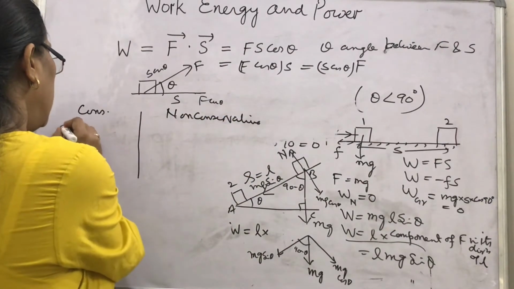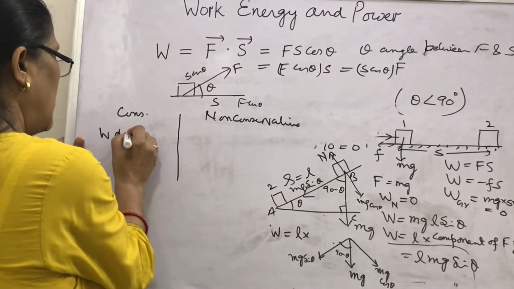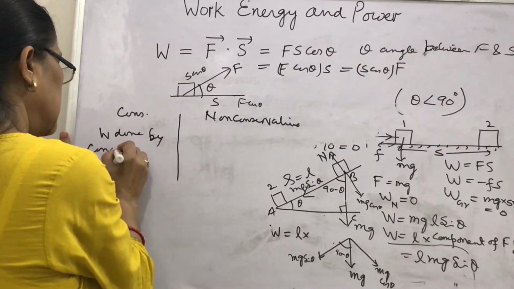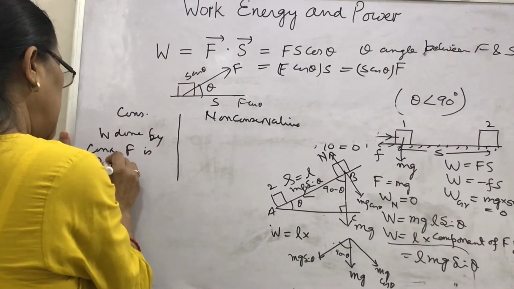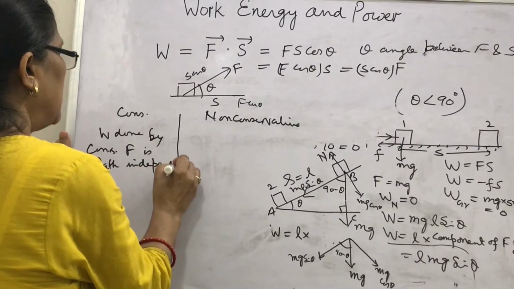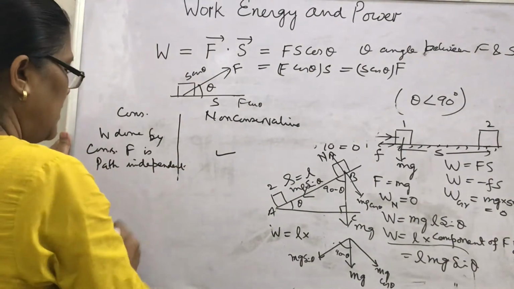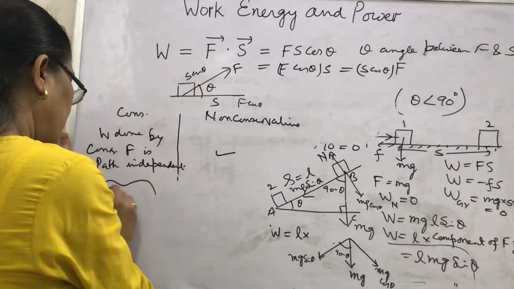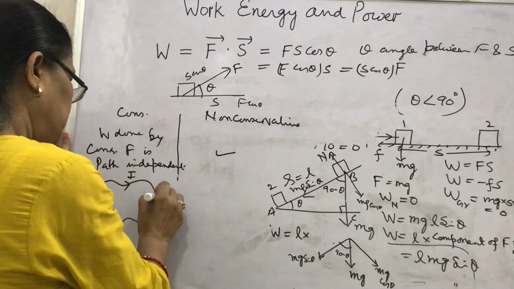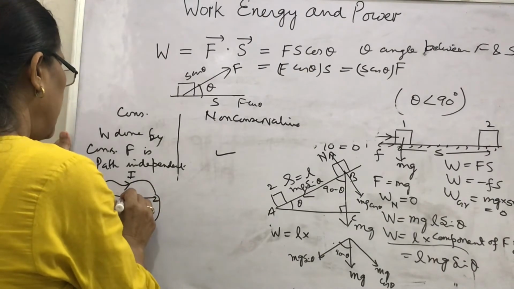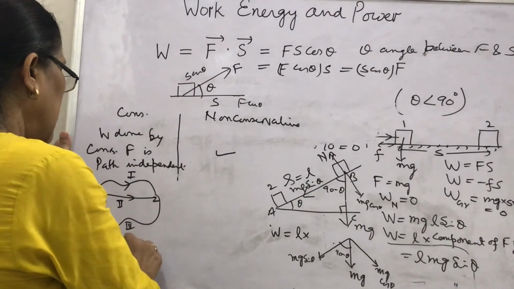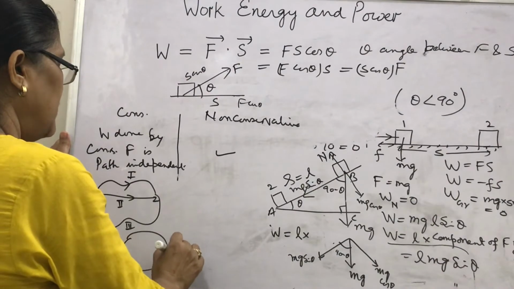Then you will write that the work done by conservative forces is path independent, that is, it does not depend on path, and here it is dependent. For any path from point 1 to point 2, if you go through this path or if you go through that path, the work done will remain the same. And for any circular loop, the work done will be 0.